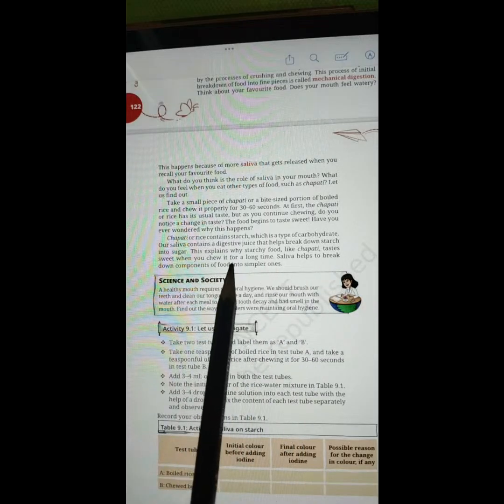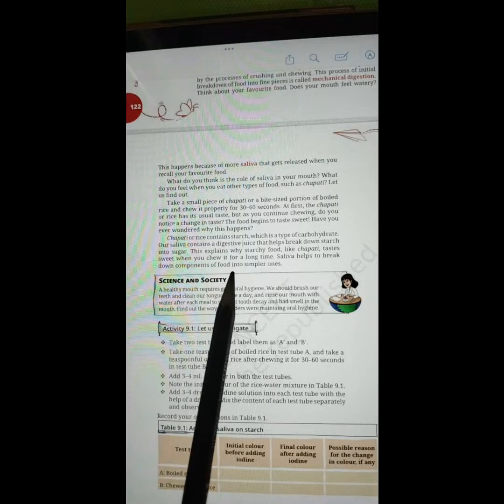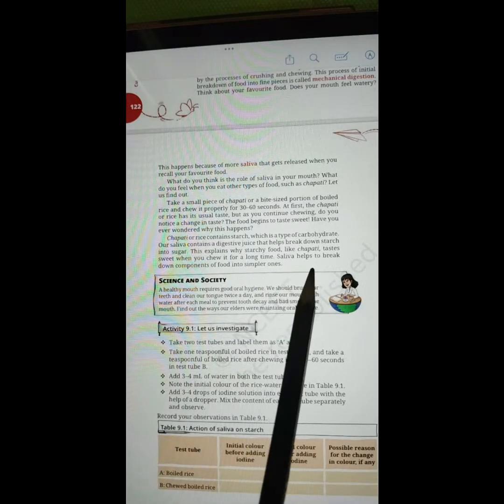Chapati or rice contains starch, which is a type of carbohydrate. Our saliva contains a digestive juice that breaks down starch into sugar. This explains why starchy food like chapati tastes sweet when you chew it for a long time. Saliva helps to break down components of food into simpler ones.